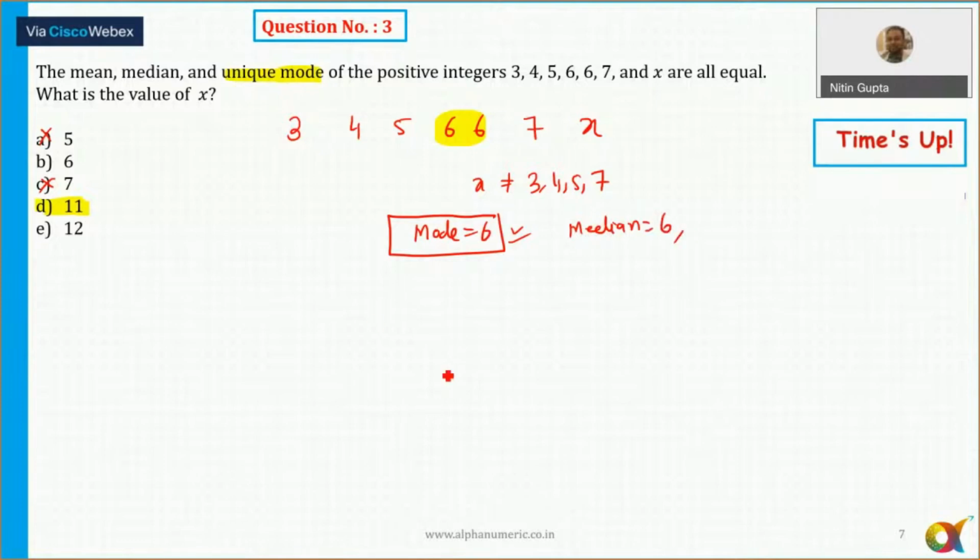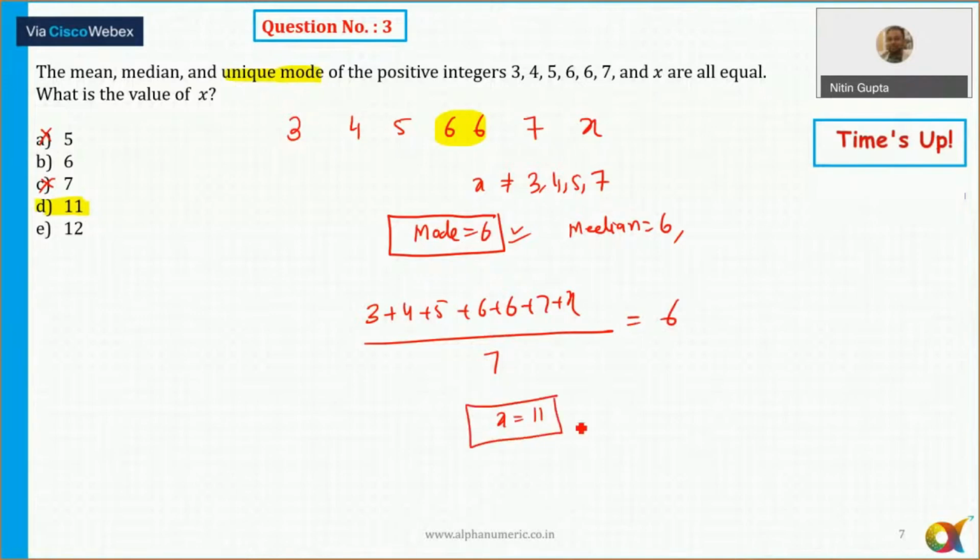So what is the mean of these numbers? Mean of these numbers is 3 plus 4 plus 5 plus 6 plus 6 plus 7 plus x upon how many numbers? That is 7, and the mean is equal to 6. So just solve this and you'll get the value of x, which comes out to be equal to 11. So the answer in this case is option number D, which is 11. So yes, 6 is the only possible mode.